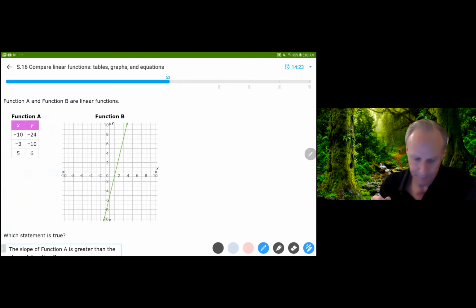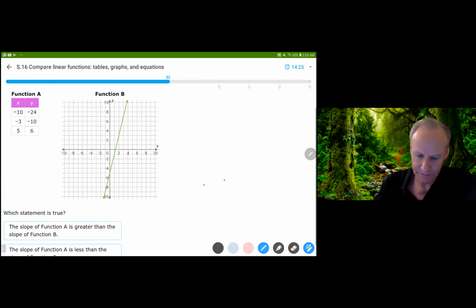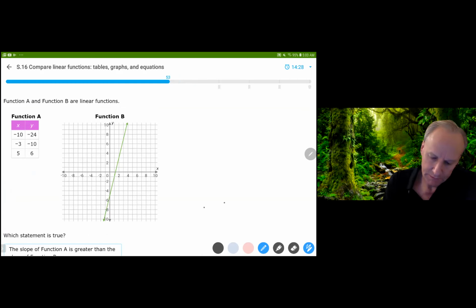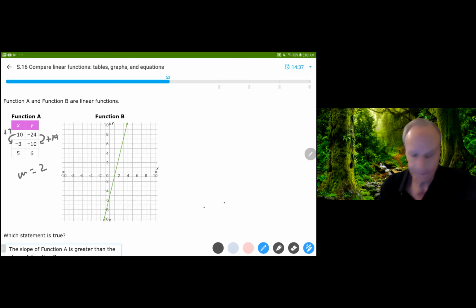All right, so let's see. They're asking for the slope comparison. All right, this one went up 14 and this one went up 7. So it has a slope of 2. That's what I get for overteaching.